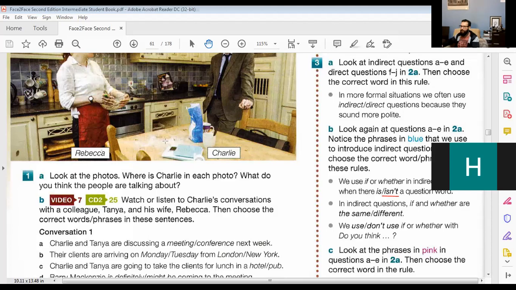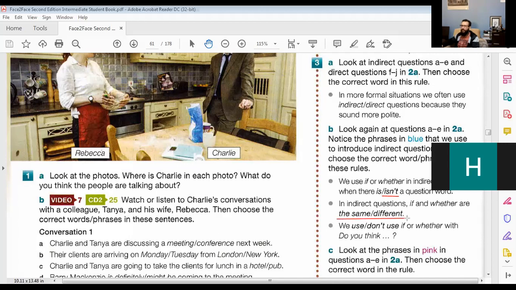And whether, it means... nothing. Sorry? I think in the meaning it's different in the sentence. I don't know. Okay, so we're not sure of this.